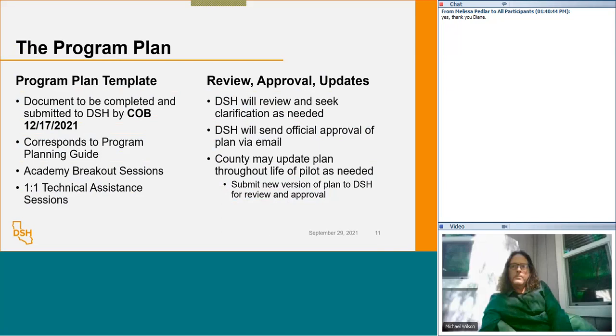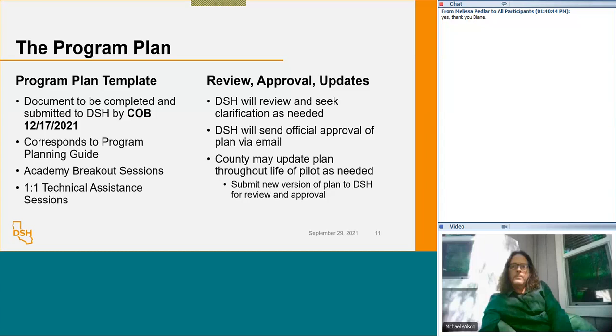So the program plan, that's probably the biggest piece of everything that you'll be working on with us in the next couple of months. For your cohort, we developed a program plan template, which is a fillable form, and that is really going to be the program plan that you keep on record with us here at DSH. That document is to be completed and submitted to us by close of business on Friday, December 17th of this year, 2021.